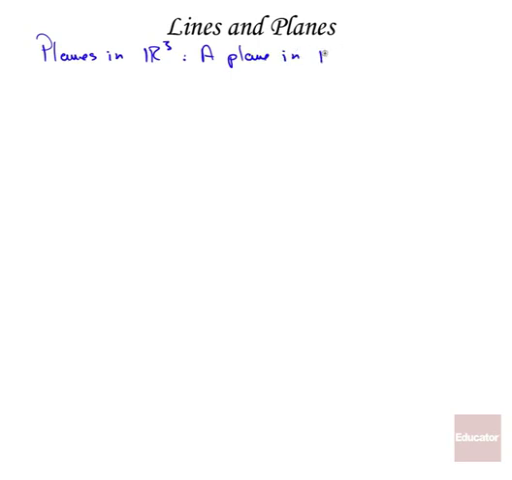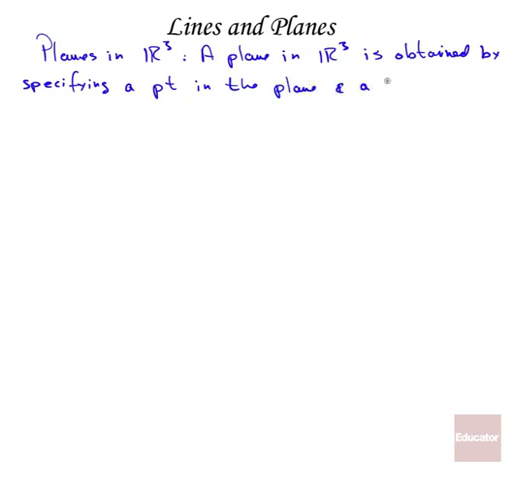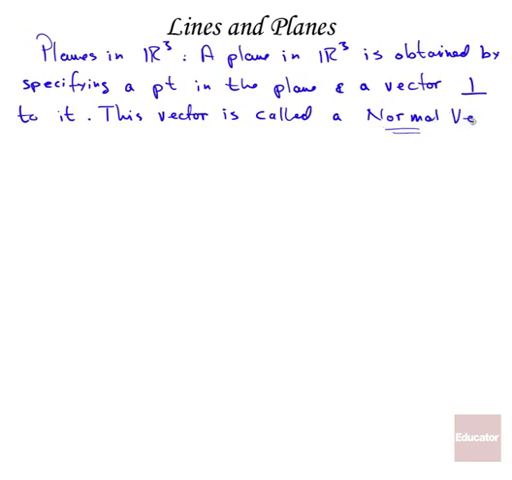A plane in R3 is obtained by specifying a point in the plane and a vector perpendicular to it. It'll make sense in a minute when we draw the picture. This vector is called a normal vector. So any vector that's normal to a plane is perpendicular to every point in that plane. That's what normal actually means.